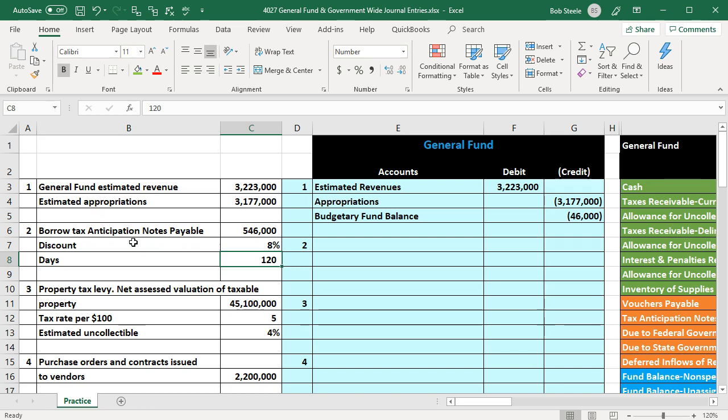Therefore, we're going to record it on the general fund, because the general fund usually takes care of current assets, current liabilities, short term type of activities, as this will be, because it's a short term type of note payable.